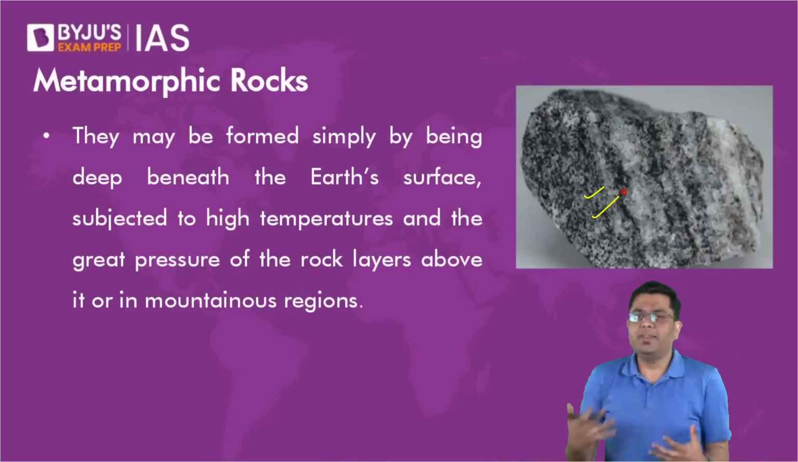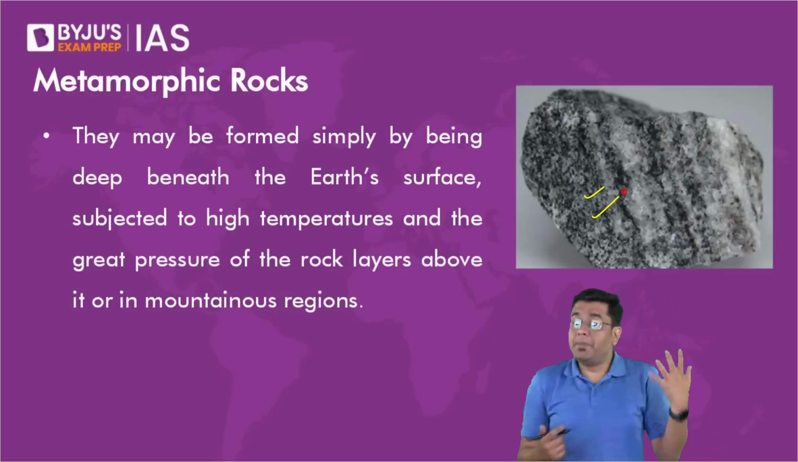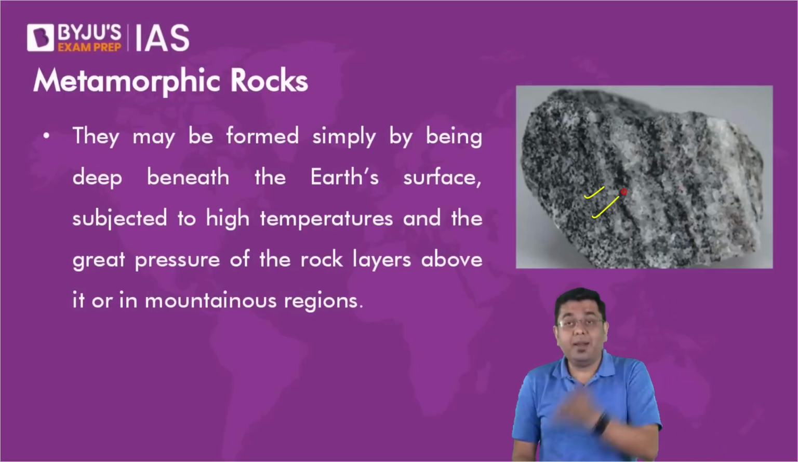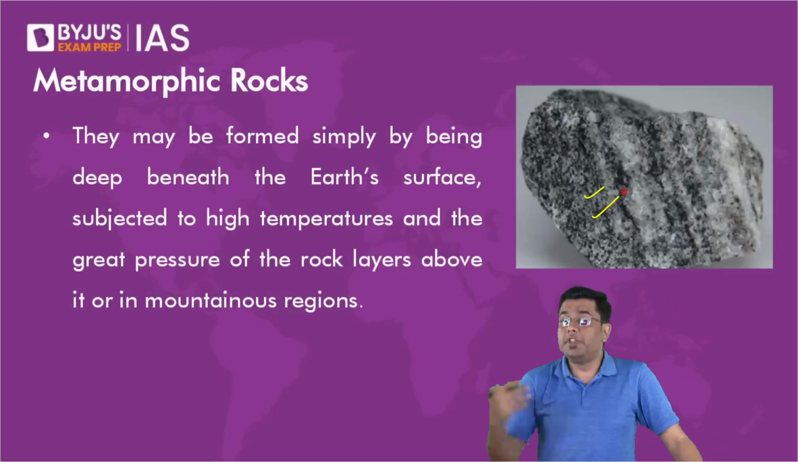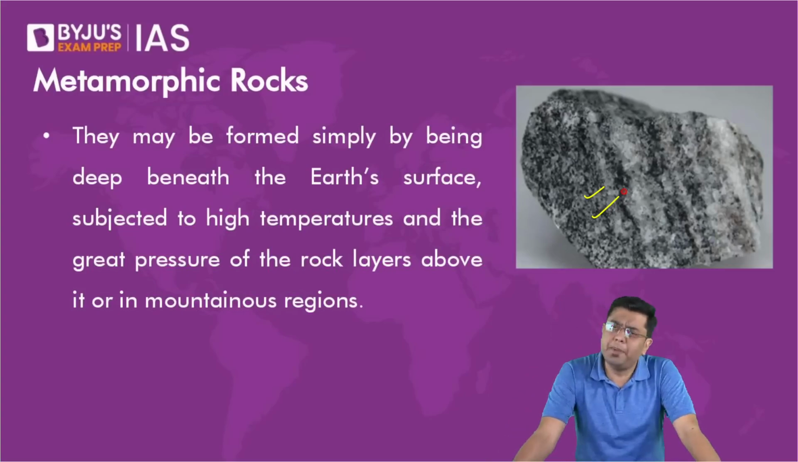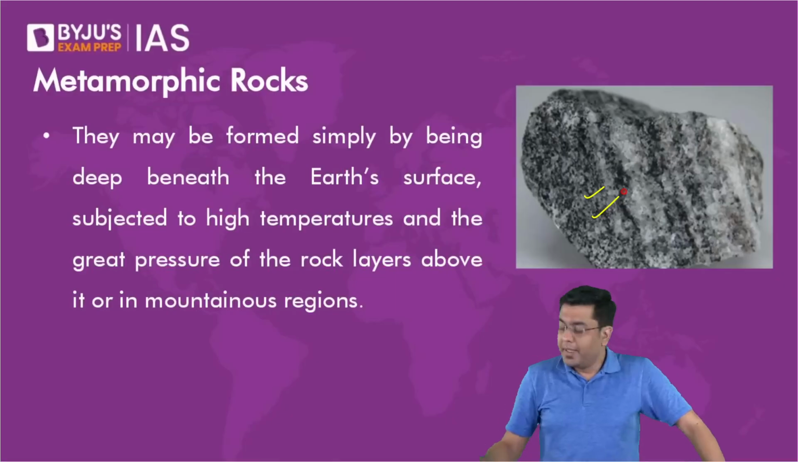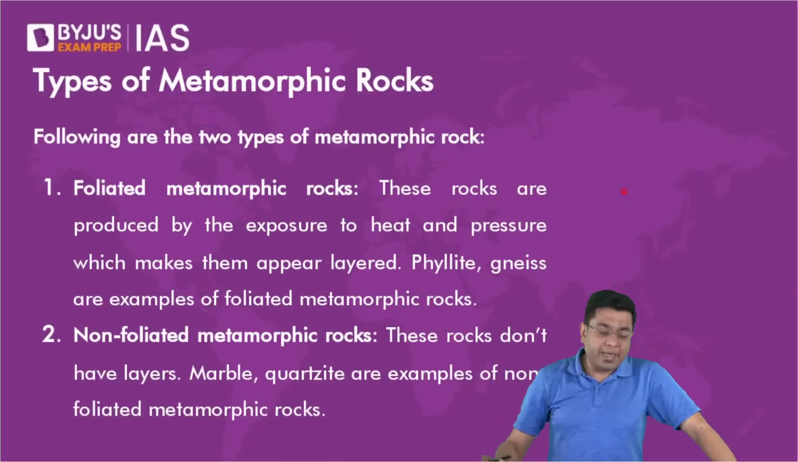In either of the cases, that rock changes its nature, its characteristic. Sometimes it will appear in a banded, layered like structure, which is referred to as a foliated metamorphic rock, and sometimes it will appear very uniform like an igneous rock, which is non-foliated, right? So that is your metamorphic rock.